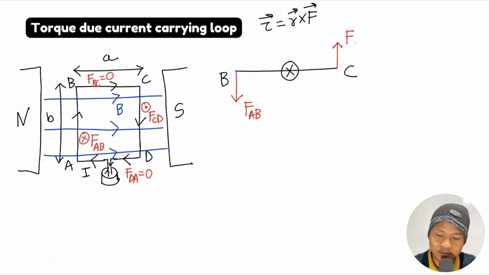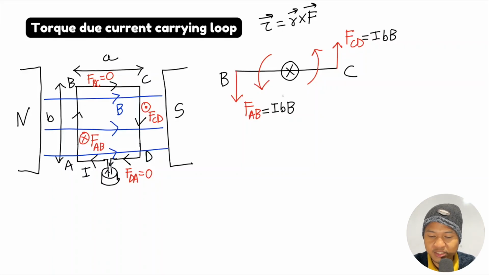The force on AB is I L B, so length times magnetic field times current: F_AB equals I b B, and the force on CD is also I b B. Applying I L B, we now get the torque. Overall it is rotating in the clockwise direction.